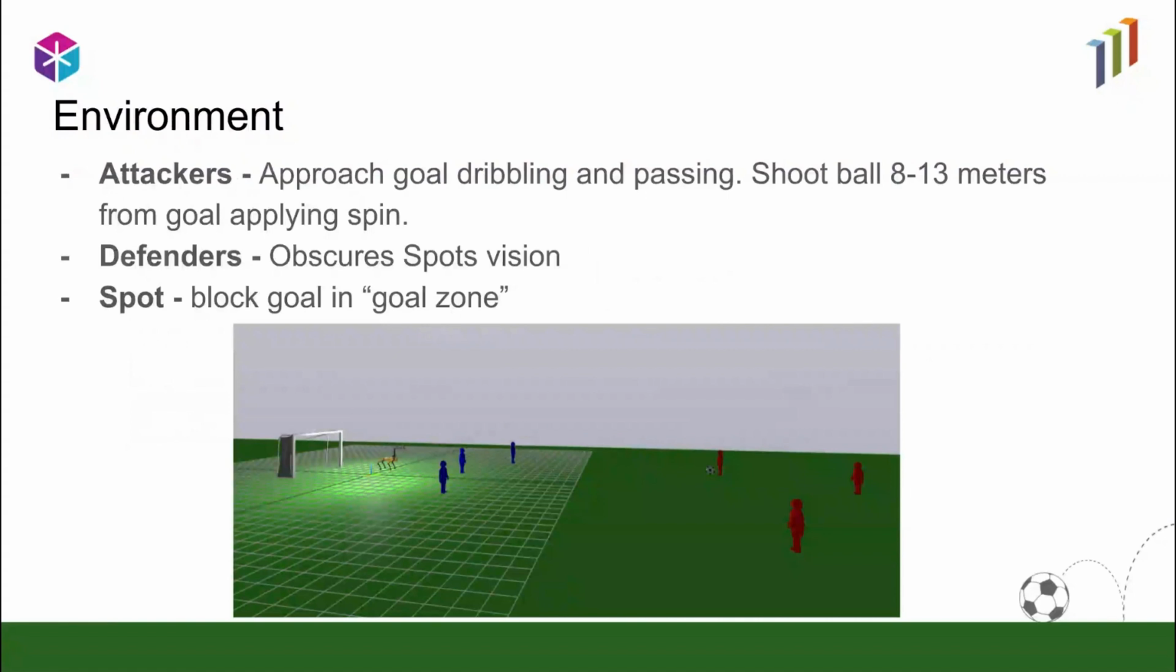We apply additional forces to simulate the effect of a player adding spin to the ball, forcing a curvature in the ball's path. The defenders, colored blue, are positioned 6 to 8 meters from the goal and act as visual obstacles, obstructing Spot's view without making contact with the ball. Spot attempts to block the ball while limited to the goal zone, which is within the goal's width and 3 meters in front of it.